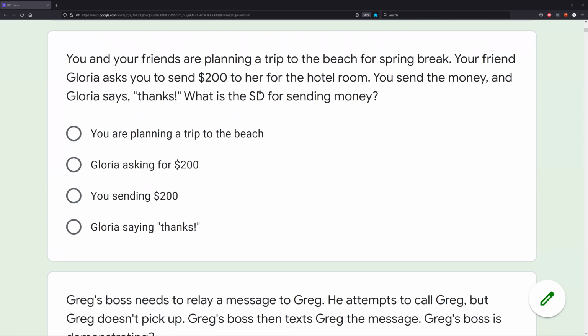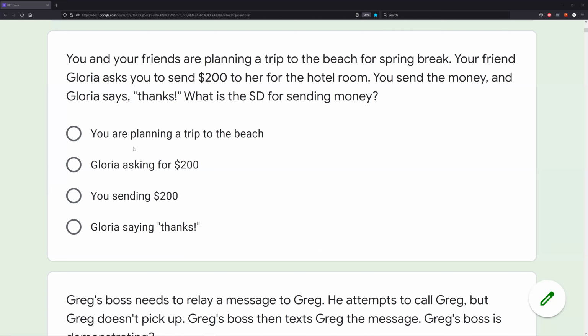It's a great thing about attacking the question on the exam. Okay, we want to be attacking, right? We don't want to be reading the question, going to the answer choices, jumping back and forth. As you're reading the question, start to predict, start to analyze and answer the question before you even get to the answer choices. So we already know what we're looking for. We're predicting our SD is Gloria asking you to send the $200 to her for the hotel room.